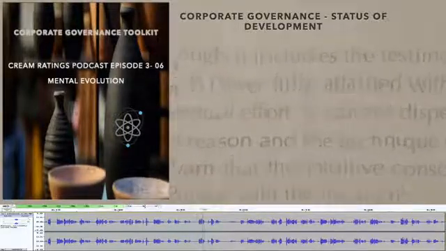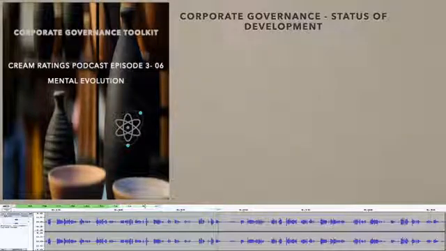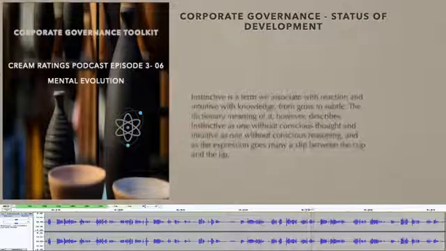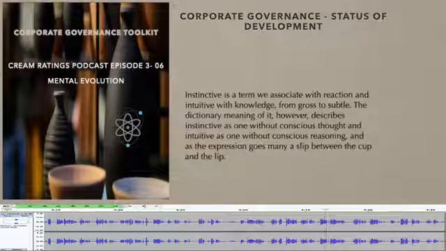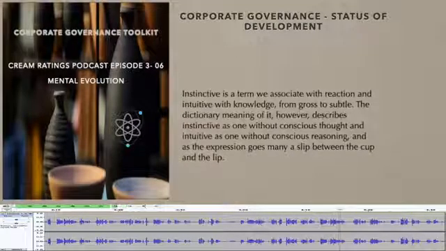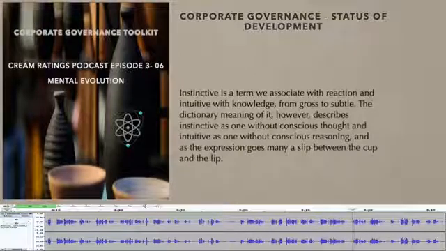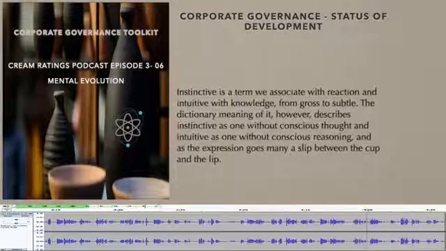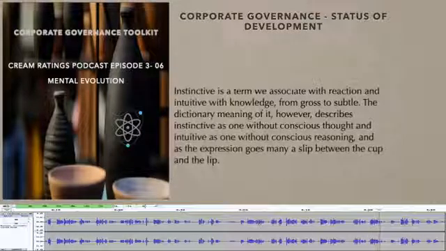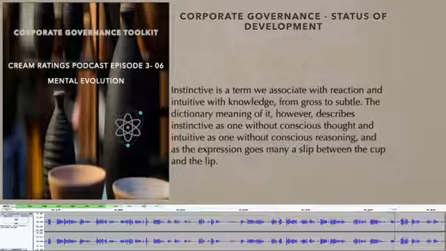If you look at that, first Hermes Investment Management called for an overhaul of the corporate governance culture at Volkswagen. That was instantaneous. That was instinctive. Instinctive is a term we associate with reaction, and intuitive with knowledge, from gross to subtle. The dictionary meaning describes instinctive as one without conscious thought, and intuitive as one without conscious reasoning. And as the expression goes, many a slip between the cup and the lip, as I state in my book.